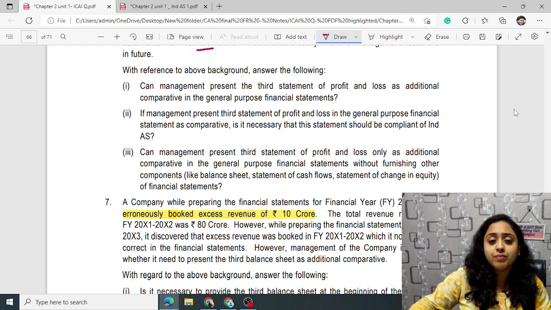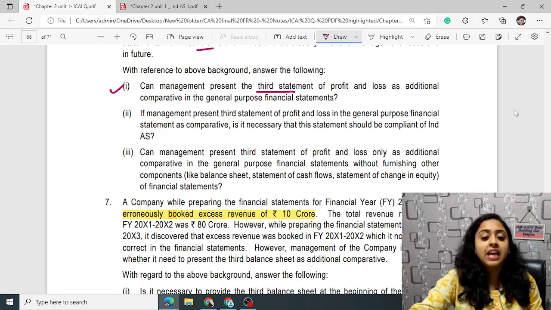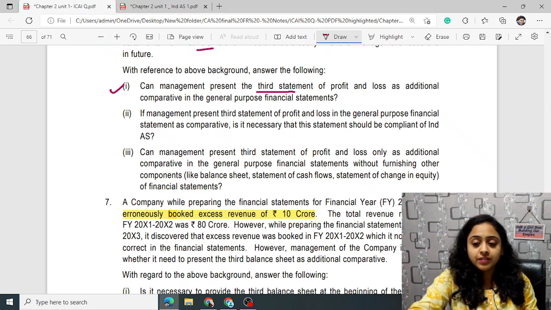With reference to the above background, answer the following. Can management present the third statement of P&L as additional comparative in the general purpose financial statement? We will see the answer first.